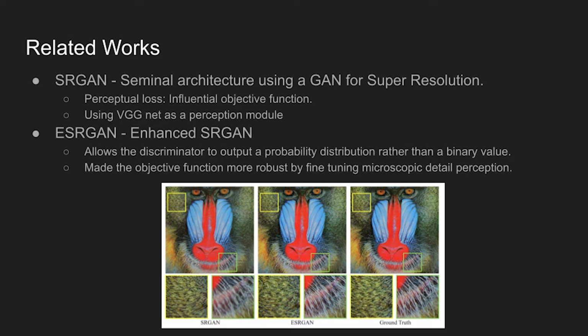ESRGAN built on what SRGAN had and enhanced particularly the objective function and outputting probabilities by the discriminator rather than just binary values. And for the objective function, they made it more robust and more sensitive to fine details. And this helped with having less haloing or bleed around areas of high contrast. And according to the authors, built more natural looking super resolution images.